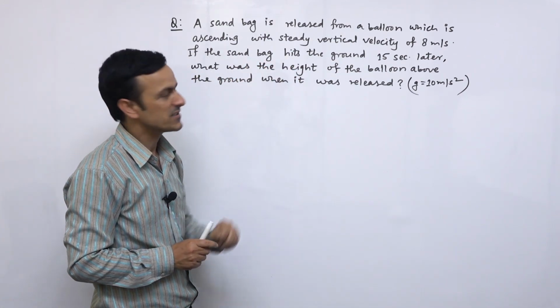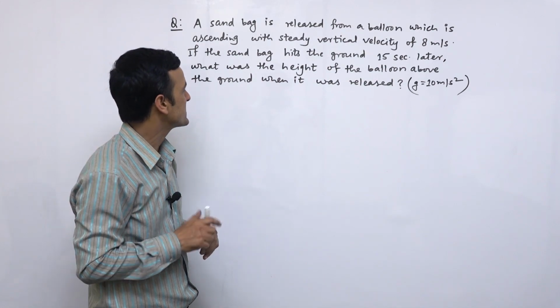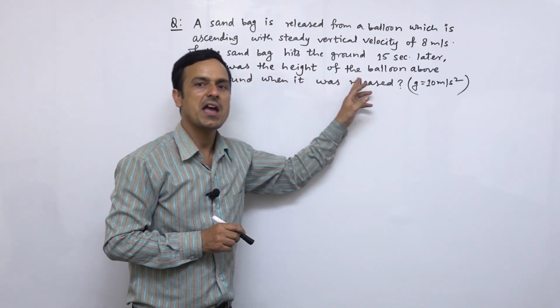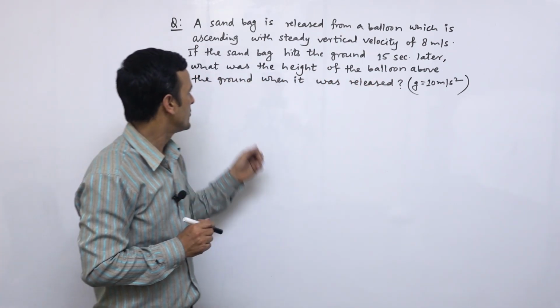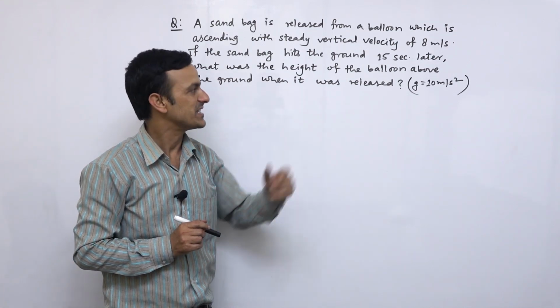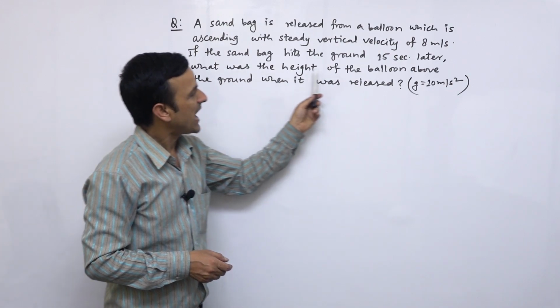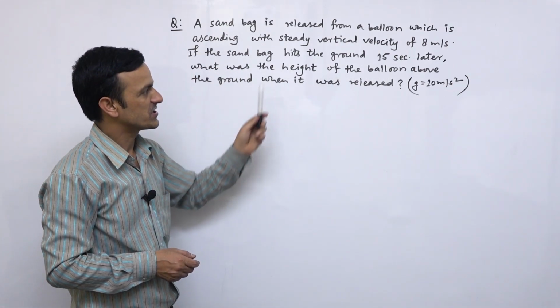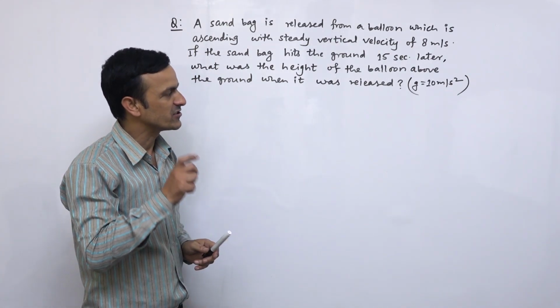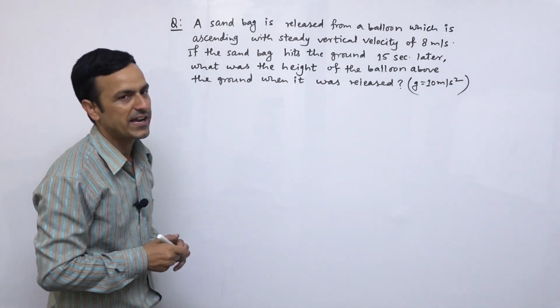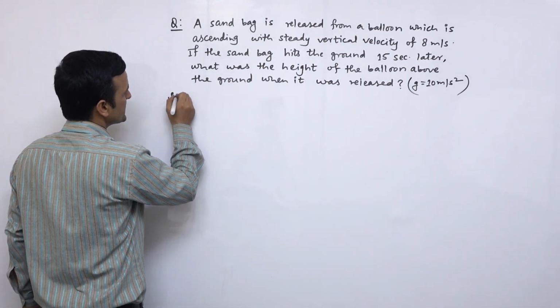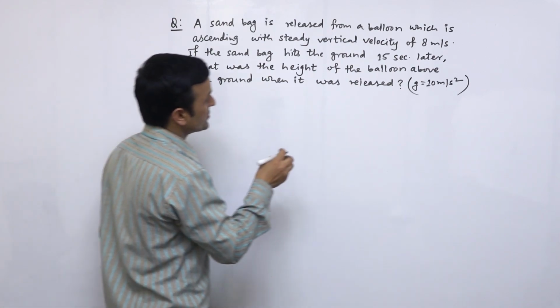पछि यसले चाहिँ हिट गर्छ, ग्राउन्डमा ठोकिन्छ, त्यति टाइम लाग्छ यसलाई. So what was the height of the balloon above the ground when it was released? यो रिलिज हुँदाखेरि बेलुन कति हाइटमा छ भनेर निकाल्नु पर्ने छ. We are going to find this.